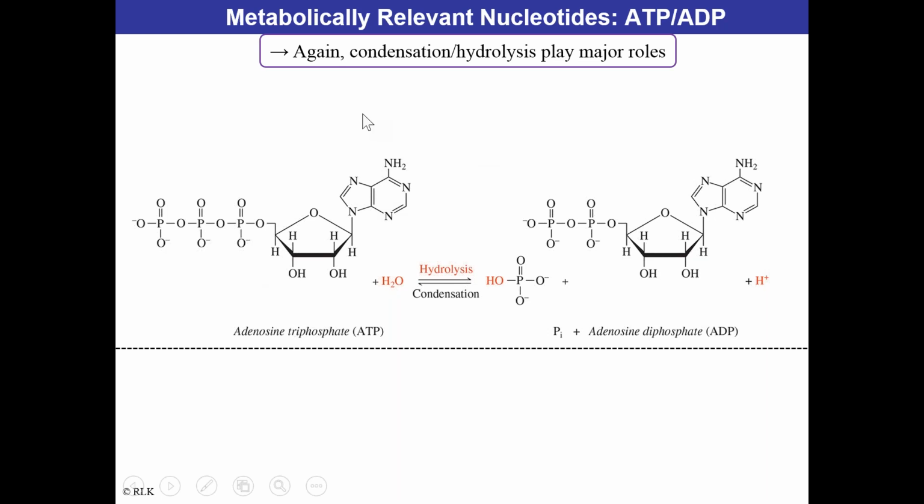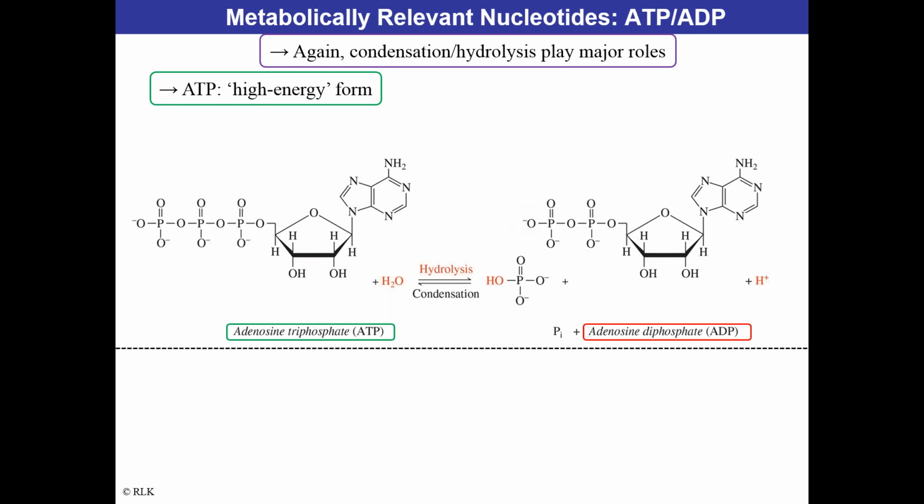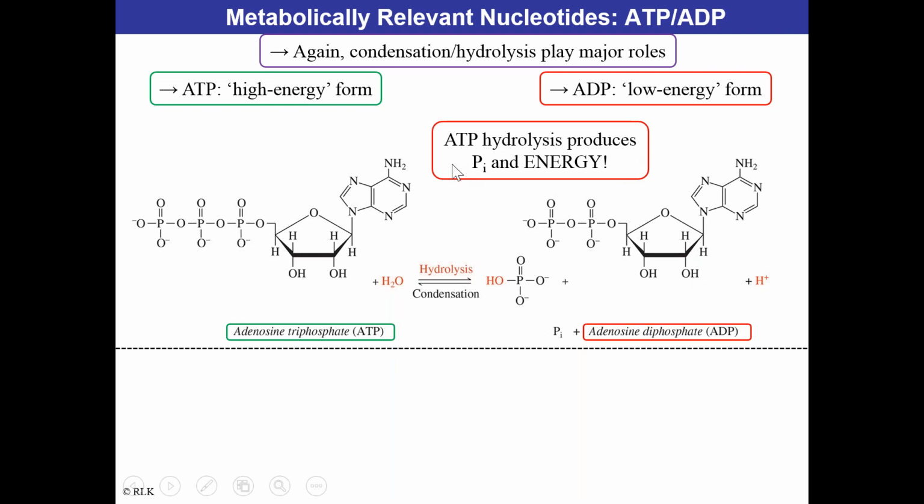What's going to happen here is that you're going to have condensation and hydrolysis playing a major role, and you have a high energy form, meaning that one's going to have a lot more phosphate than the other form. I think that's the easiest way to look at this. And then the ADP is going to be considered the low energy form. In the processing of ATP, whenever that phosphate is freed up, well, guess what? That's going to produce some energy. So I think that is pretty important.